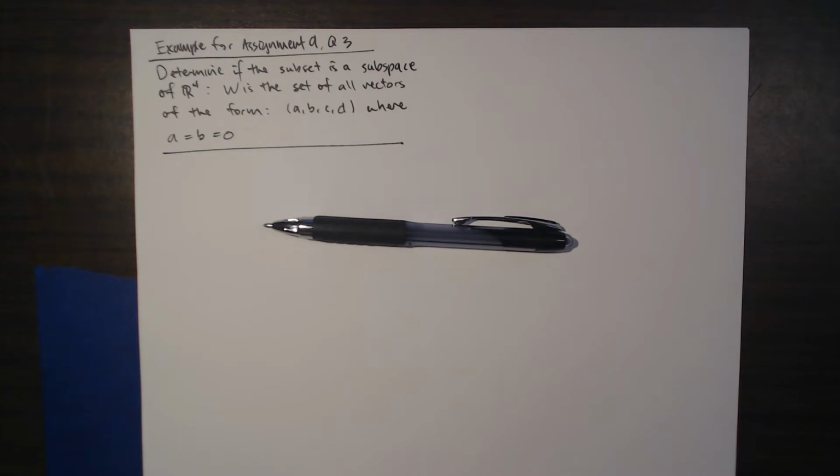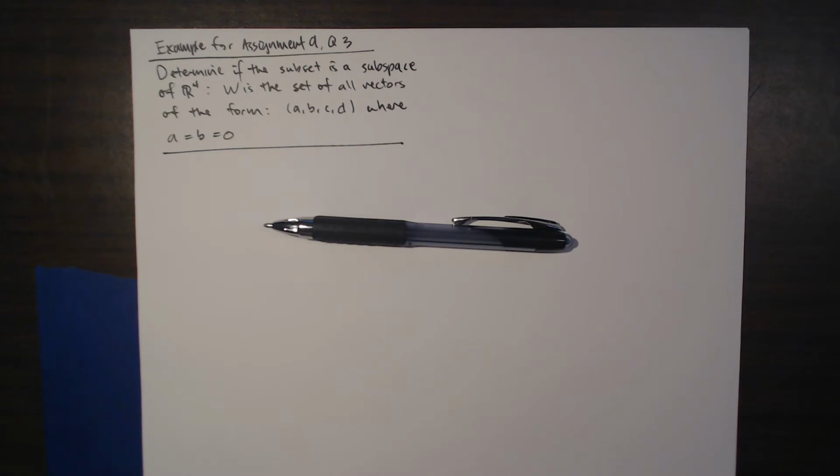So in this case, we can ask ourselves, if I have two vectors where the first and second entry in each vector are both 0, when I add them, what will I have? Well, if the first entry is 0 in both of them, then 0 plus 0 is still 0. And the second entry being 0 in both of them, the sum would still be 0. So the first and second entry of the sum of the two vectors is still 0.